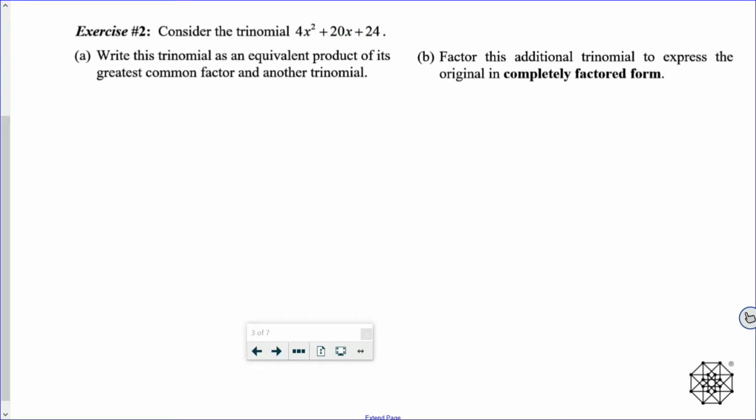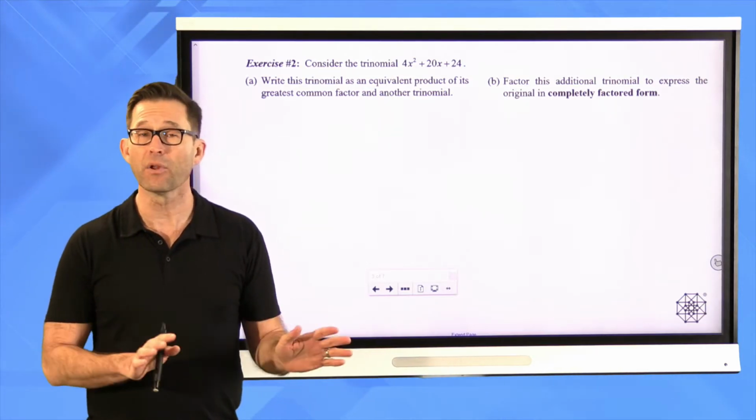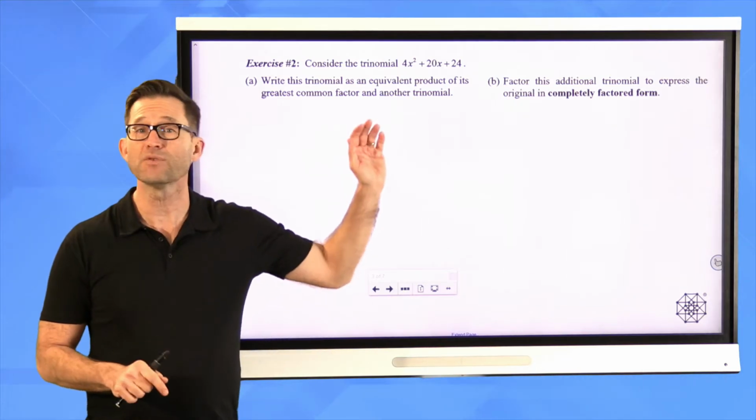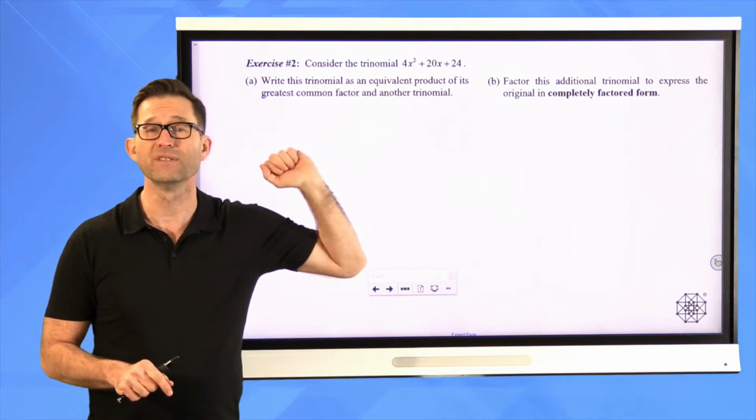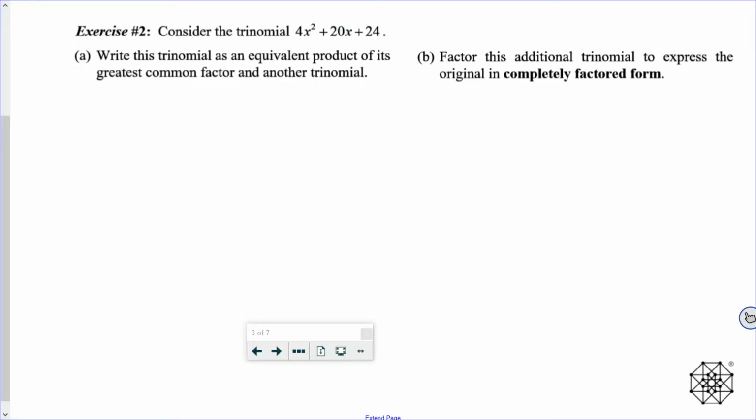Consider the trinomial 4x squared plus 20x plus 24. Letter A, write this trinomial as an equivalent product of its greatest common factor and another trinomial. Okay, so this is something that we did a couple lessons ago, and basically I'm just asking you to factor out a GCF. So pause the video now and see if you can do that.